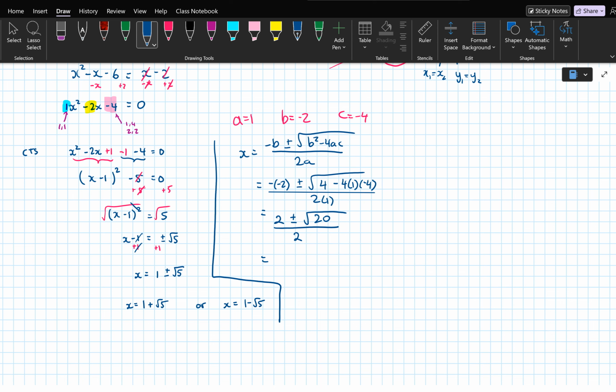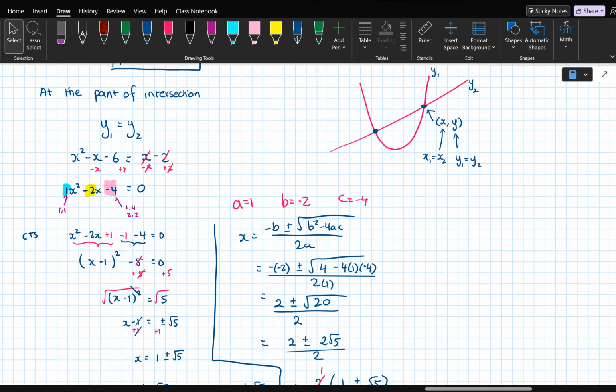There you go. And we can simplify this by simplifying the root 20, which is 4 times 5. But root of 4 is 2, so 2 root 5 all over 2. And we know that since they all have a common factor of 2, you can factorize the 2. That becomes 1 plus or minus root 5 on the numerator, and denominator is still divided by 2, and conveniently these can simplify. 2 divided by 2 is 1, so your answer is still the same. X is equal to 1 plus or minus root 5.